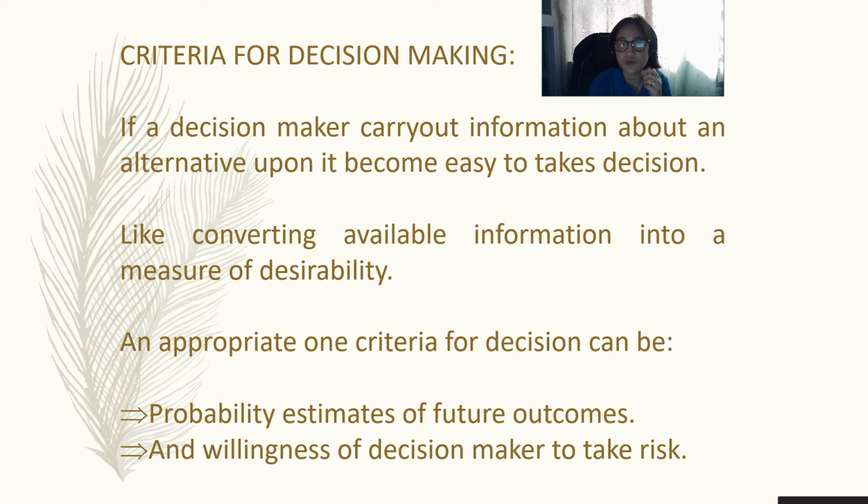Let's say for example, good, better, bad, or zero or one, or yes or no. Most likely those kinds of results are the outcomes for your decision tree analysis. An appropriate criterion for decisions can be the probability estimate of future outcomes. Probability estimates don't mean 100% accuracy, but somehow it gives you the probability of what will be the output of your analysis.